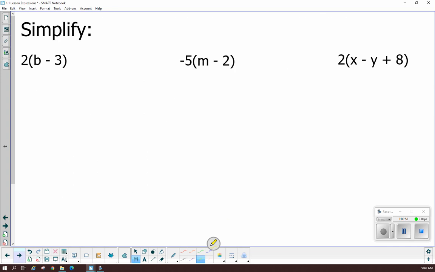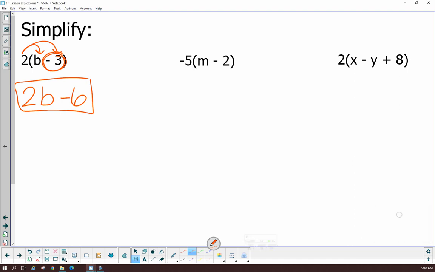So let's do a few of these. I'm just going to multiply my number on the outside by every term inside. So I'm going to do 2 times b. 2 times b is just 2b. And then 2 times negative 3 gives me negative 6. Again, if you need to, while you're working with positive and negative numbers, go ahead and use your calculator.